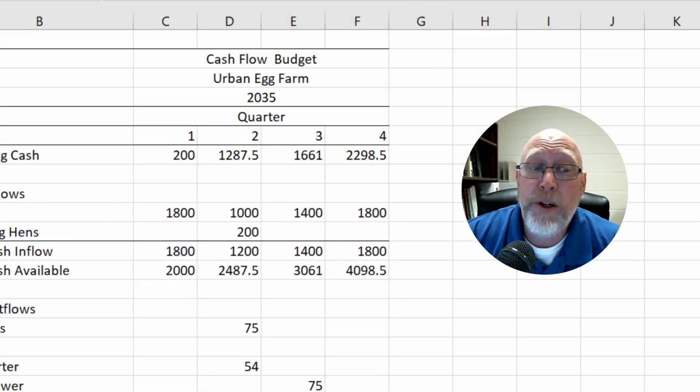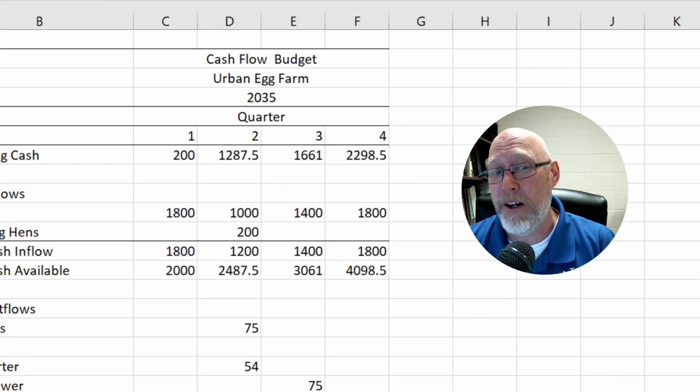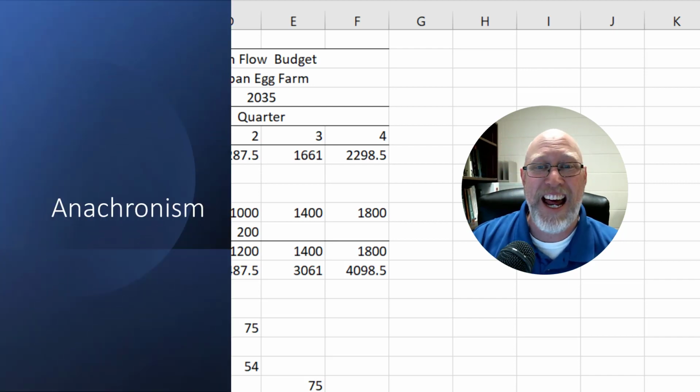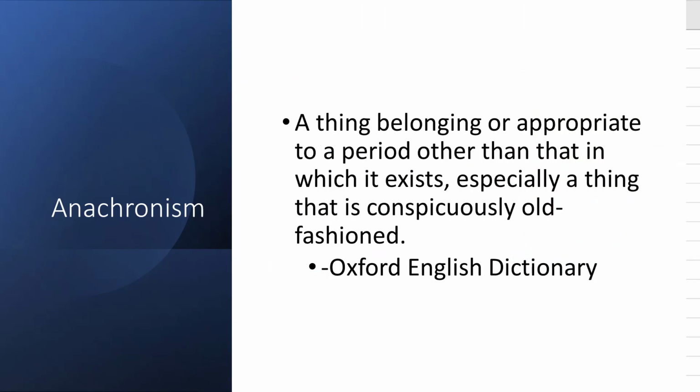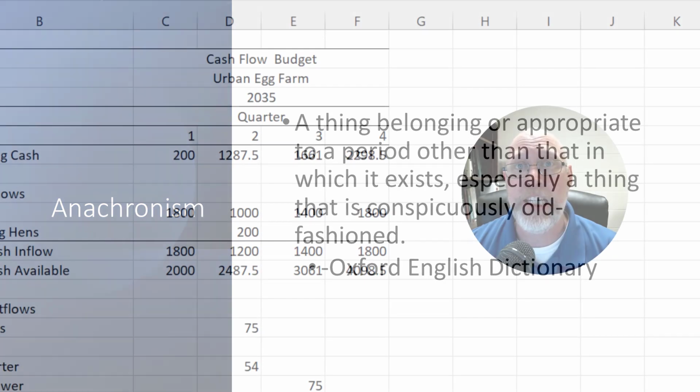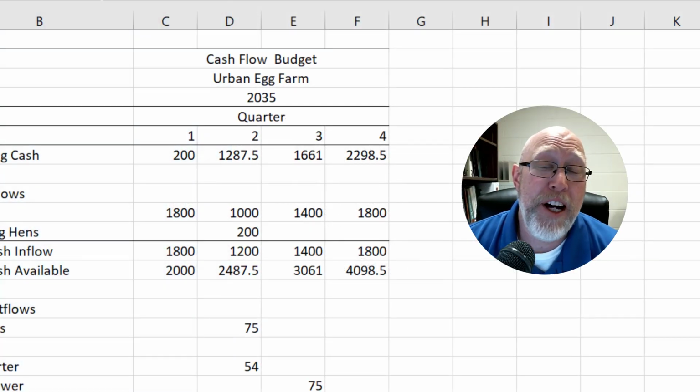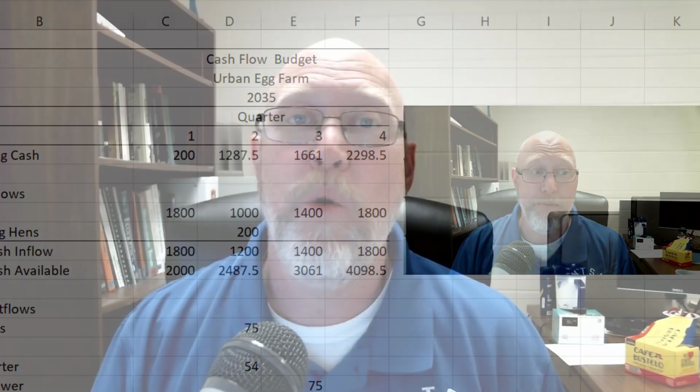A lot of times the terminology we use in this context is a bit archaic. Here is a buzzword: anachronism. An anachronism is a thing belonging or appropriate to a period other than the one in which it exists, especially a thing that is conspicuously old-fashioned. An anachronism is something that is out of place in time. If you've ever been to a Renaissance fair, that is an anachronism. What do I mean by that?